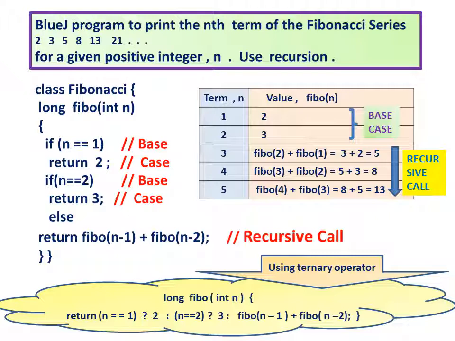The program is class Fibonacci, long Fibo(int n). If n is equal to 1, return 2. If n is equal to 2, return 3. Else return Fibo(n - 1) + Fibo(n - 2). Using ternary operator, the method is long Fibo(int n): return n == 1 ? 2 : n == 2 ? 3 : Fibo(n - 1) + Fibo(n - 2).